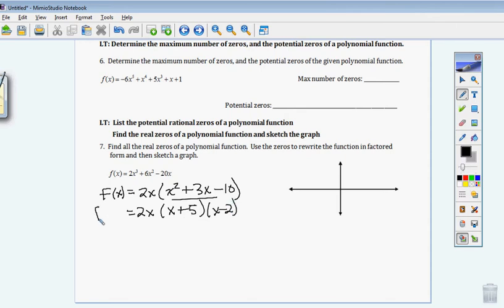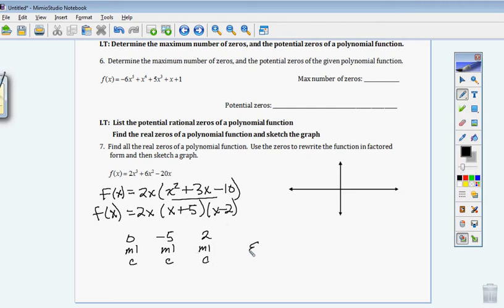So basically, what is this? I got all of my zeros right here. They come right from my factors. So I have a 0 of 0, a multiplicity of 1, and that's going to cross. I have a 0 of negative 5, multiplicity of 1, and that's going to cross. A 0 of 2, multiplicity of 1, so we're going to cross everywhere on here.